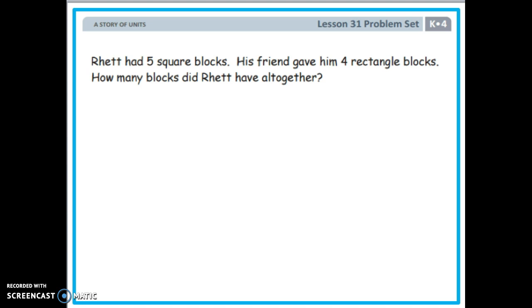So Rhett had 5 square blocks. His friend gave him 4 rectangle blocks. How many blocks did Rhett have all together? Please be sure that you have drawn your picture and written your number sentence.